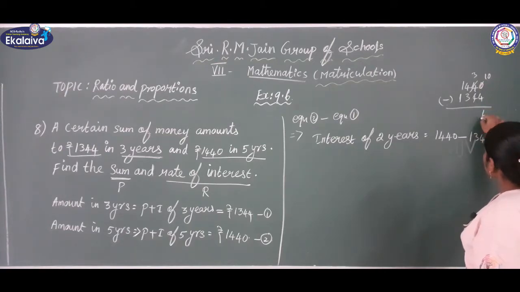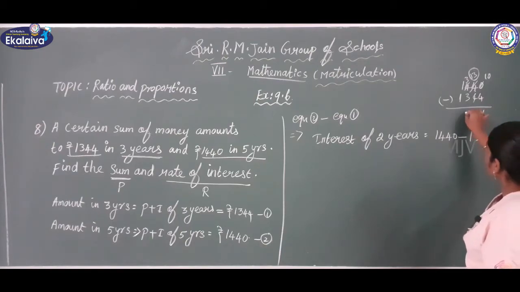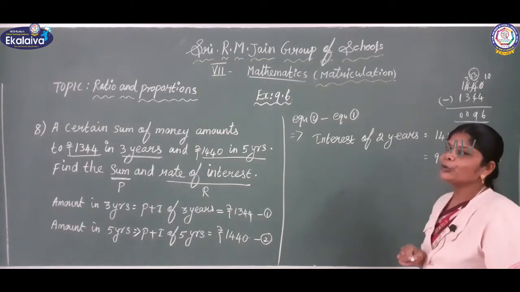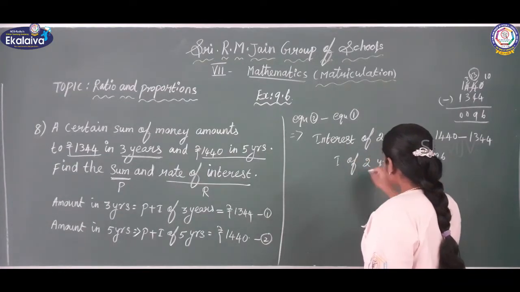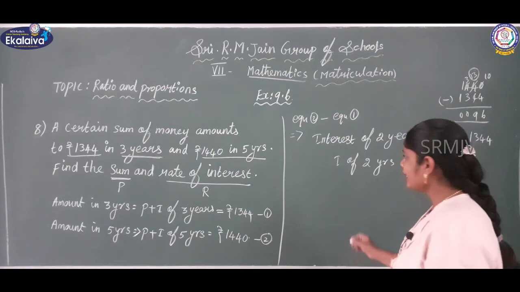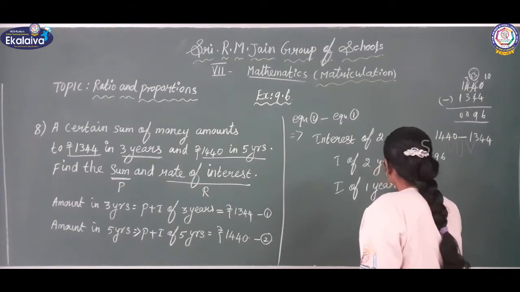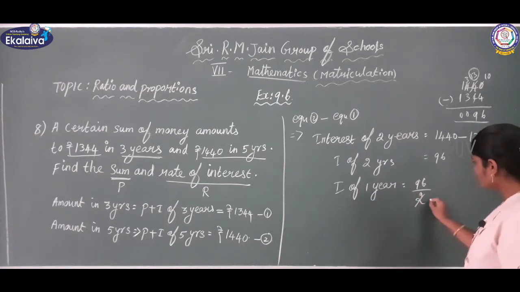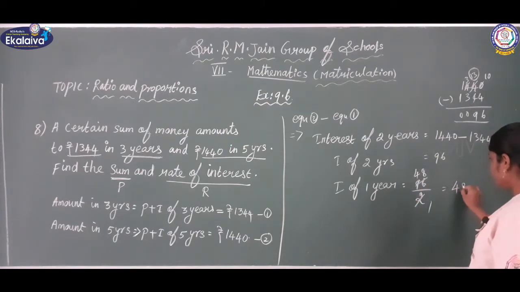10 minus 4, 6, becomes 13, 13 minus 4, 9, 0, 0. So what we are getting? 96. This is the interest of 2 years. So I need to find out interest of 1 year. Okay. So interest of 1 year equal to 96 divided by 2. Okay. So 2 ones are 2, 2 fours are 8, remaining 1, 8 twos are 16. So interest of 1 year equal to 48.